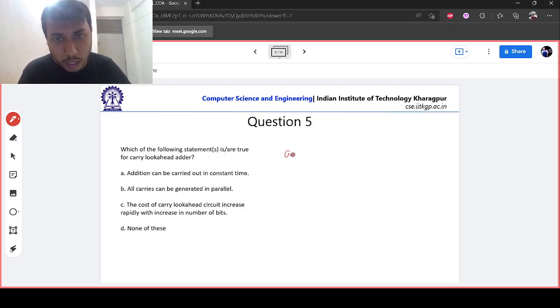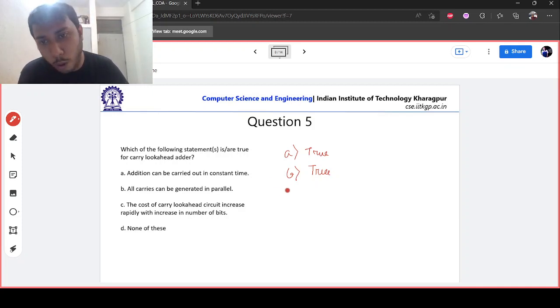So option A, true. Why? It is the speciality of carry look ahead adders that the addition can be carried out in constant time, because all the carries are generated in parallel. It is not in a sequential way, it is mostly a parallel way. So option A is true. Option B is also true because all the carries are generated in parallel. These are the two exclusive features due to which carry look ahead adders are used.